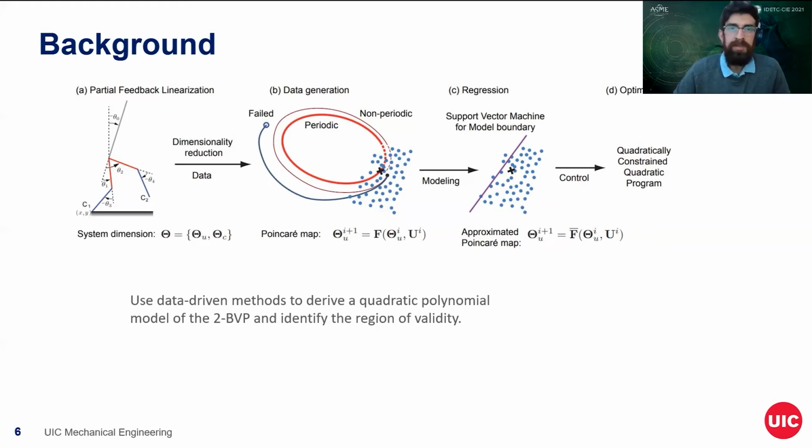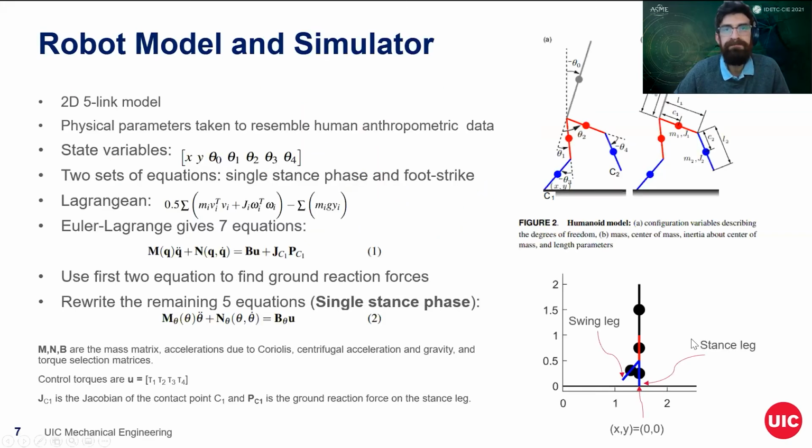And next, we approximate the step-to-step dynamics using a quadratic polynomial model and estimate the region of validity using a support vector machine. And finally, we use nonlinear programming to solve the resulting quadratically constrained quadratic program. And the novelty of our work is the use of a data-driven method to derive a quadratic polynomial model of the 2-point boundary value problem and identify the region of validity.